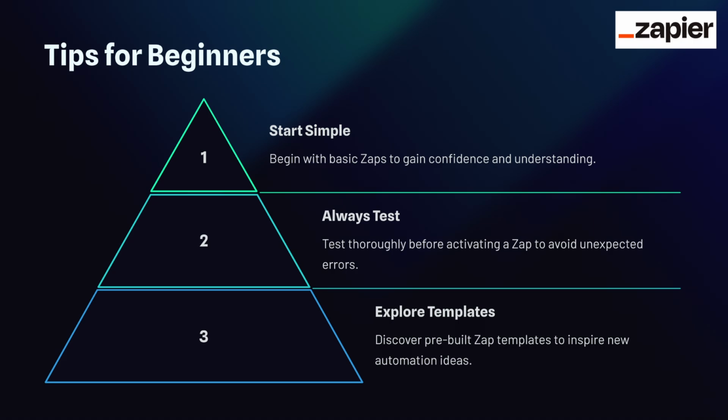Before we wrap up, here are a few quick tips. Start small. Create simple Zaps to get the hang of it. Test often. Always run a test before activating your Zap. Explore templates. Zapier has tons of ready-made Zaps to save you time.